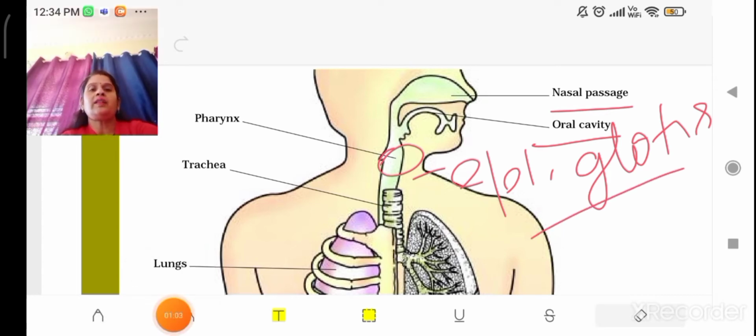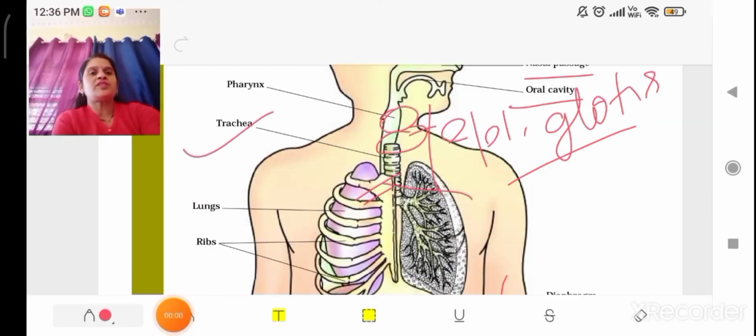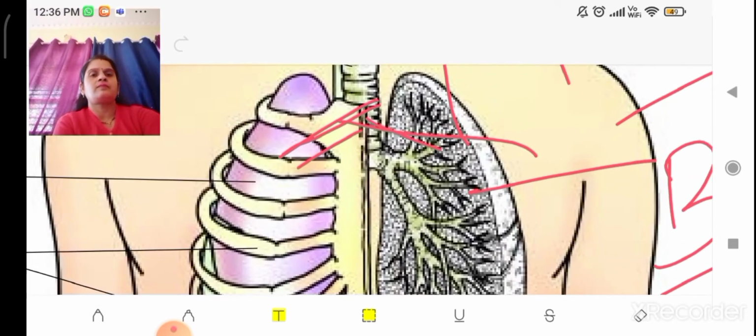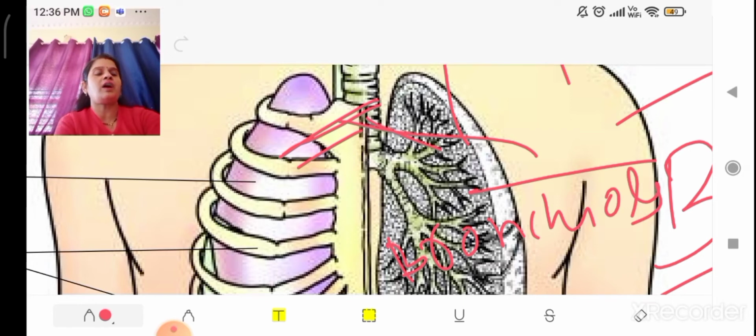Now we have the trachea. This is the trachea. It is also called the windpipe. The trachea is divided into two parts, called bronchus. What do we call that? Bronchus. Then we have small tube-like structures, as you can see. These are called bronchioles. What do we call them? Bronchioles. These are part of our lungs.